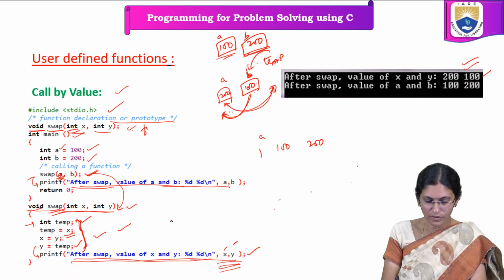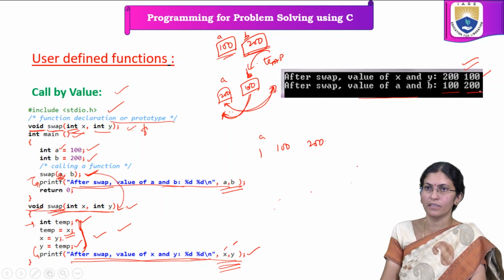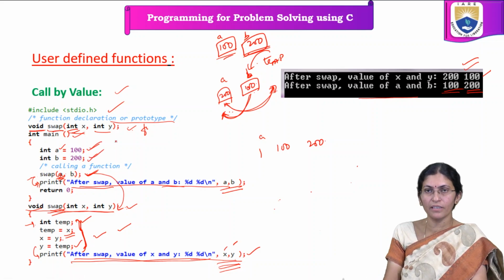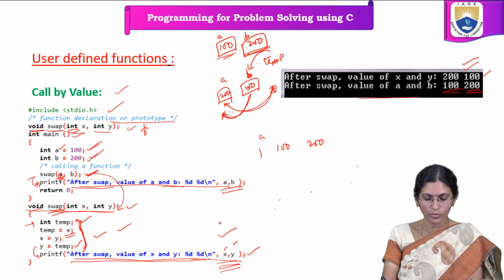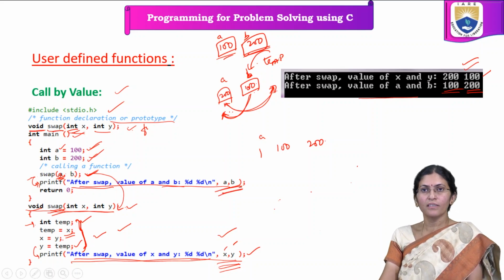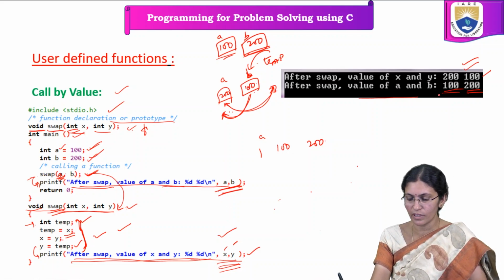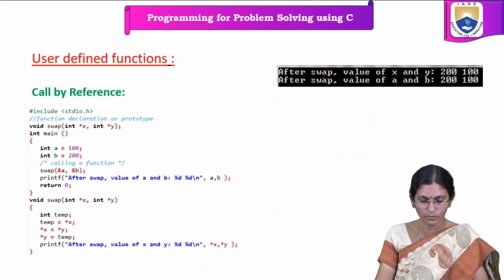Then after swap, when the control is transferred back, this printf statement is executed for the values of A and B. After swap, the value of A and B is 100 and 200. So the values of A and B are not changed and will remain as they are. Whatever changes we have made in the function definition are not reflected in the actual parameters. So this is an example of the call by value method.